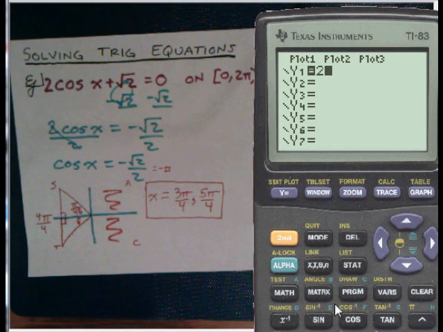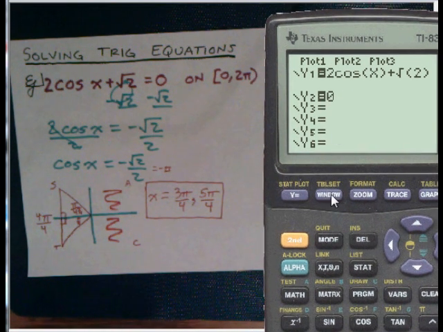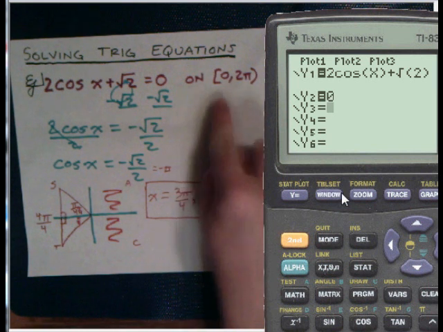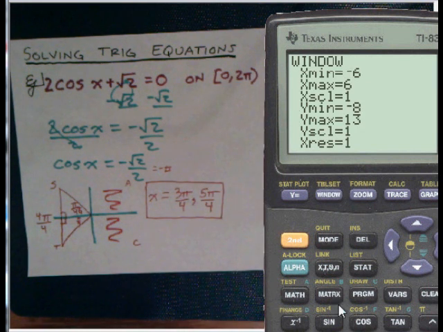We want to see when 2 cosine of x plus the square root of 2 equals 0. So those are our two equations. Obviously with 0 there, it's just going to be the x-axis itself, so we'll just see how many times it crosses the x-axis to see how many solutions there are. And to account for our domain being 0 to 2 pi, I've got to change my window to go from 0 to 2 pi.